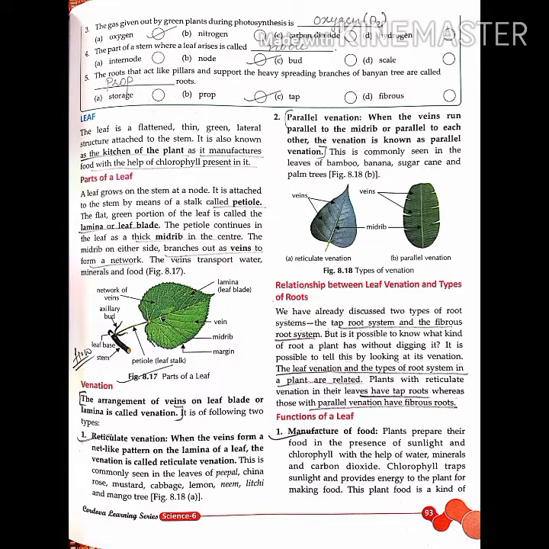Now students, leaf. The second part of the shoot system is leaf. So leaf is called the kitchen of the plants because it manufactures food with the help of chlorophyll present in it by the process called photosynthesis. Okay, so leaf is called the kitchen of the plant. So students, in detail we are going to discuss about leaf, their venation, parts of leaf, what types of leaves are present, their function, everything. First of all, I am going to show you the video.